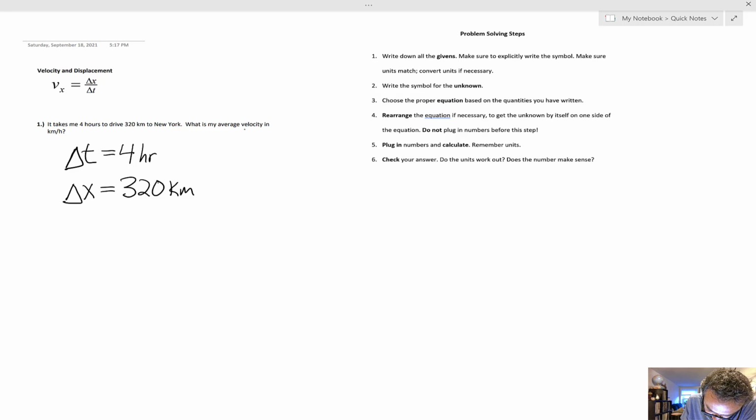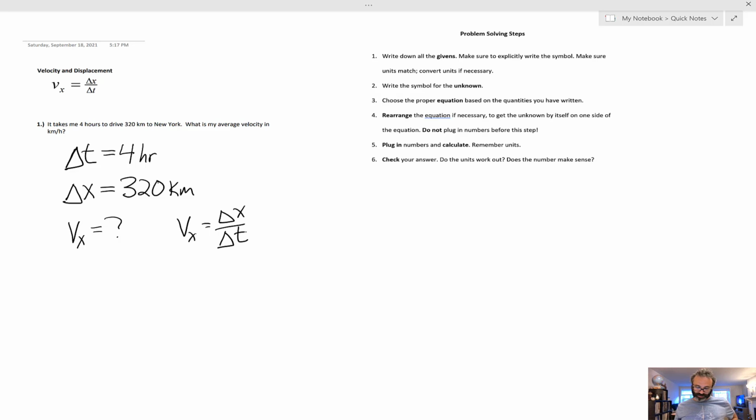The question is, what's my average velocity in kilometers per hour? So for step 2, I'm going to write my unknown. My velocity is unknown. So it is Vx equals question mark to remind myself that that's what I'm looking for in the end. If I can get an answer for Vx, then I've got my solution. So, next step is to pick the right equation. Of course, the only equation we have is this Vx equals delta x over delta t.